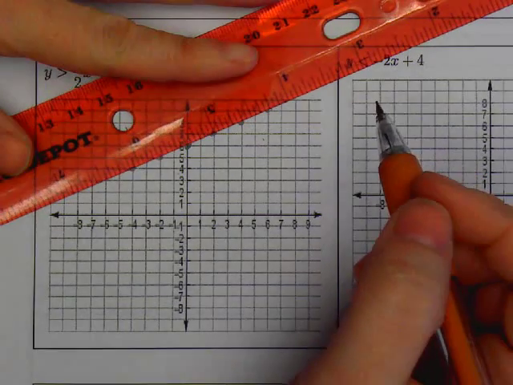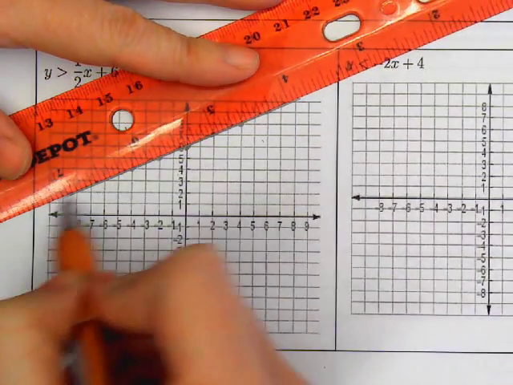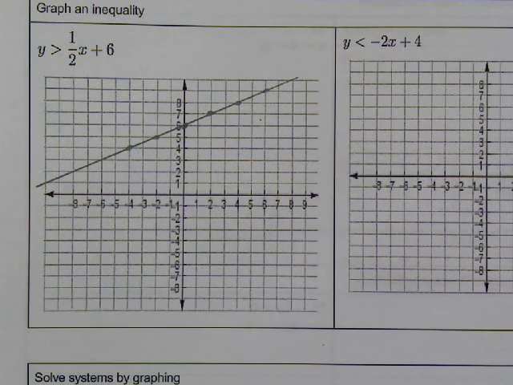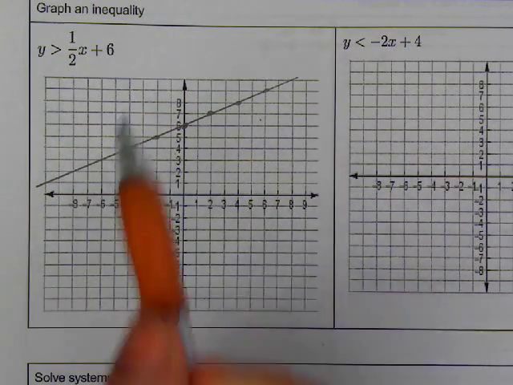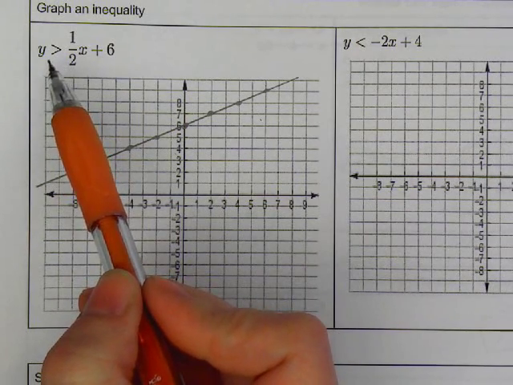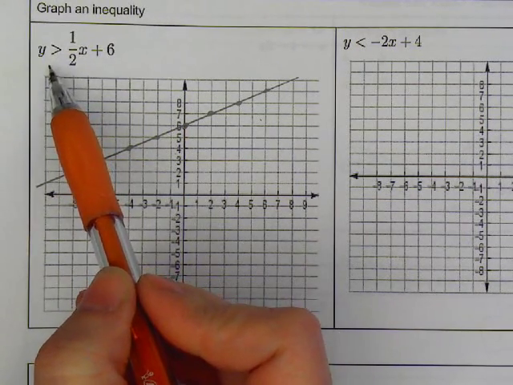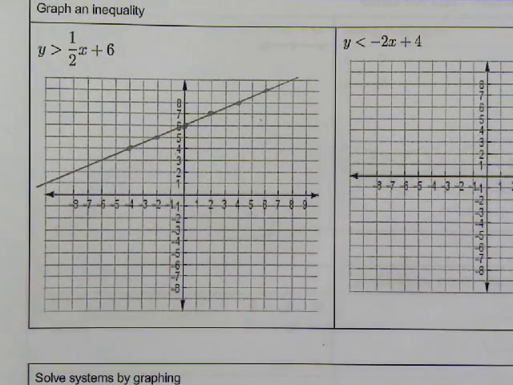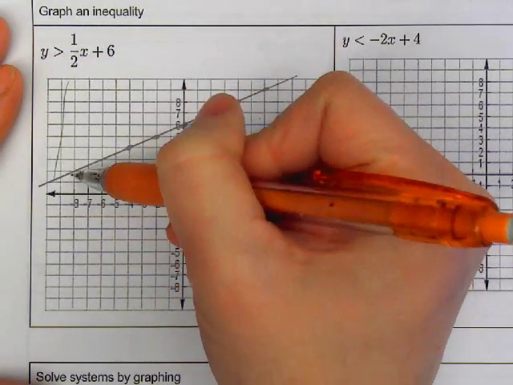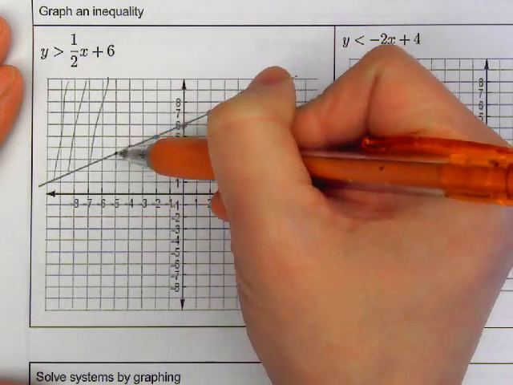There's also one more thing. The other thing that would be different is because this is y is greater than and not greater than or equal to, this needs to be a dashed line. So I'm going to take my eraser and erase a few little bits here. And now I have a dashed line. If it was the symbol greater than or equal to, that would be a solid line. If it's just greater than, it's a dashed line.